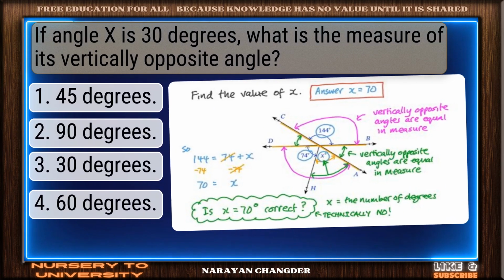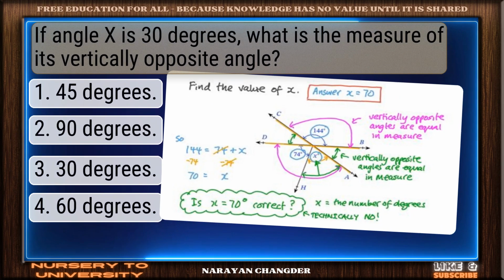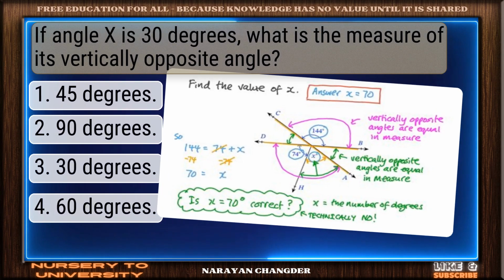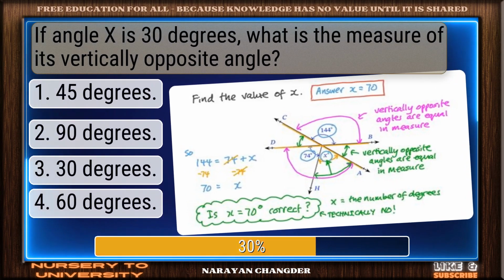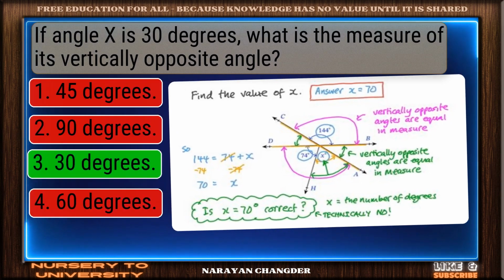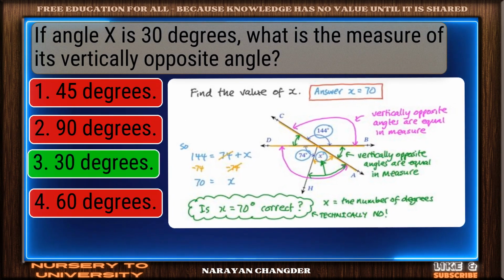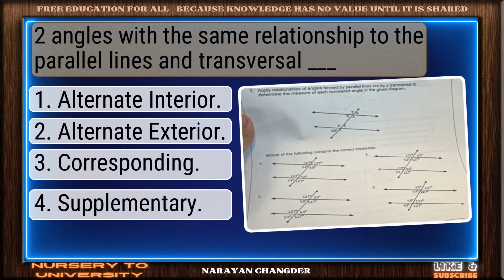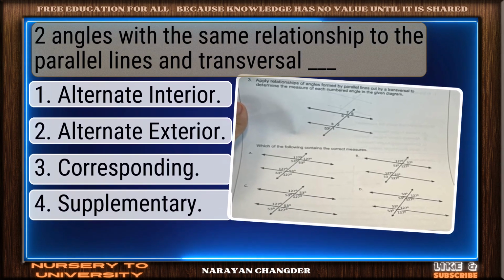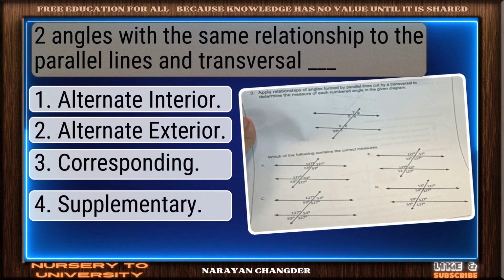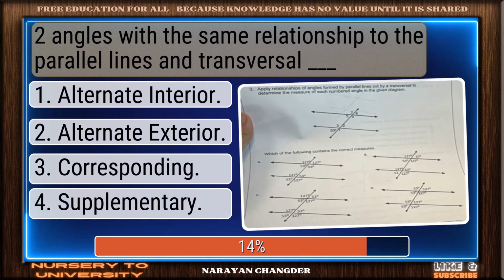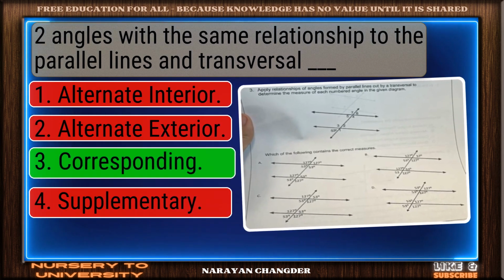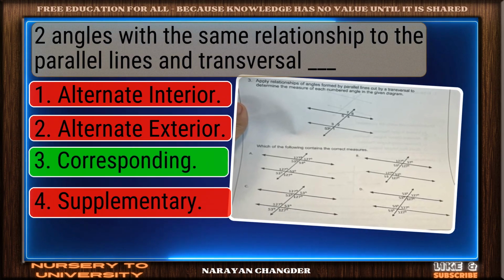Question number 62. If angle X is 30 degrees, what is the measure of its vertically opposite angle? Smart pick. 30 degrees is the correct choice. Question number 63. 2 angles with the same relationship to the parallel lines and transversal are called dash. Excellent. Corresponding is a brilliant choice.